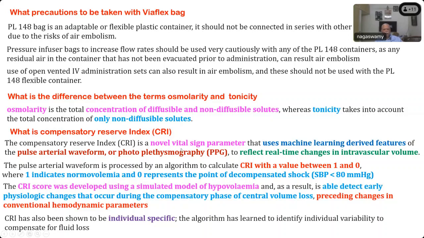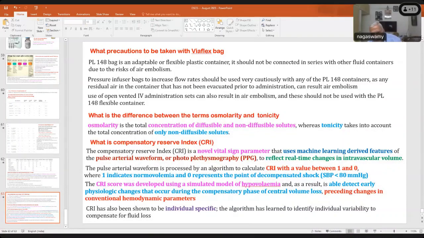Okay? So this is a novel vital sign parameter which is introduced using our simple pulse oximetry probe with a photoplethysmographic tracing, which is fed into the computer, which will calculate and tell you whether the patient is hypovolemic or going in for decompensation, with only two easy values to remember. One which says the patient is normovolemic, 0 which says the patient is going in for decompensation. Okay. So that finishes all those questions on that.